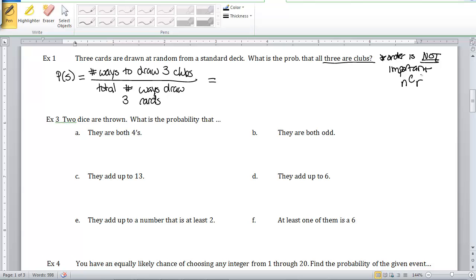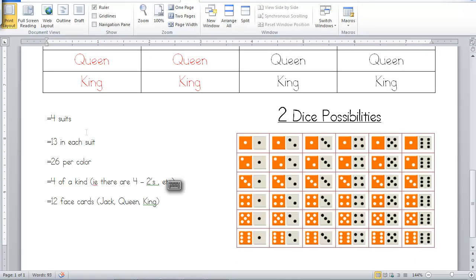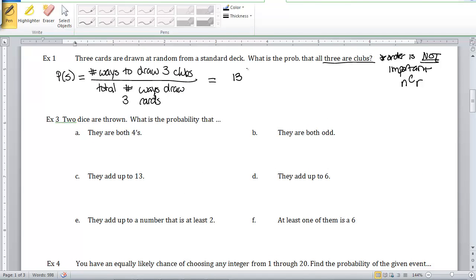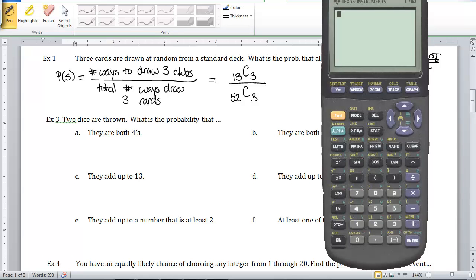And so, the way that I can draw 3 clubs, we need to know how many clubs there are. Again, on your deck of cards sheet, it says that there are 13 cards in each suit. So what that means is from 13 clubs, I need to choose 3 to be successful. In the denominator, I want the total number of ways I can draw 3 cards from a standard deck. In a standard deck, there are 52 cards. Again, I'm drawing 3. If we remember how to calculate this in our calculator, we're going to want to do 13, math, scroll over to probability, and the third one is nCr for combinations, 3, enter. So 286 in the numerator.